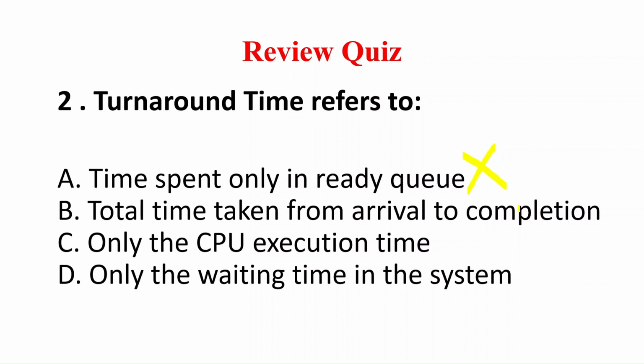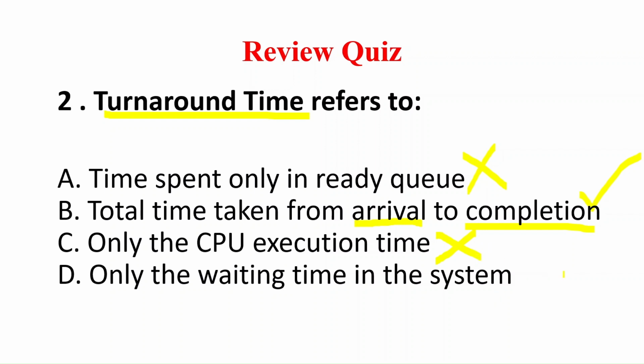Total time from arrival to completion. Yes, we know that. When the process arrives, it will wait for some time, then it gets the first response, then again it may wait, then it will complete. So arrival to completion is called the turnaround time. So that is the correct option. Let's rule out the others. Only the CPU execution time: CPU execution time is burst time, or run time. It cannot be the turnaround time.